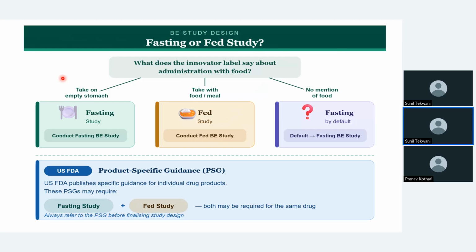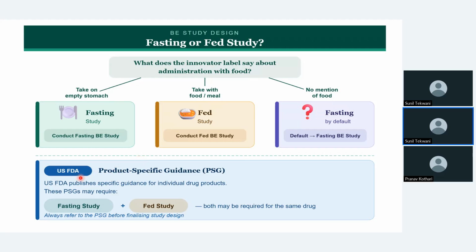If the labeling does not mention anything, empty stomach or with food or meal, if nothing is mentioned, then you have to do a fasting study by default. So fasting is the preferable study. But if the labeling mentions the drug has to be taken in fed state, then you have to do a study with food or meal, or a fed study. So how do you decide fasting or fed? Depends on the labeling. This is for EU, Australia and Canada and the majority of the countries. US is a little different.